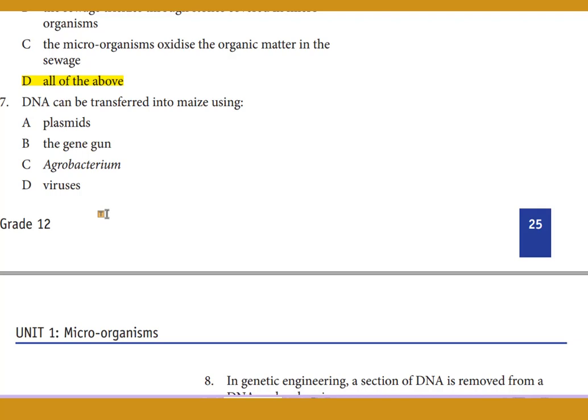Question number seven. DNA can be transferred into maize using A, plasmids, B, the gene gun, C, agrobacteria, D, viruses. The answer is gene gun. The main vector for plants is Agrobacterium tumefaciens, but this bacterium is incapable of infecting all types of plant species like maize, tobacco, apple, soybean. In this case, scientists use a gene gun to genetically modify plants like this.